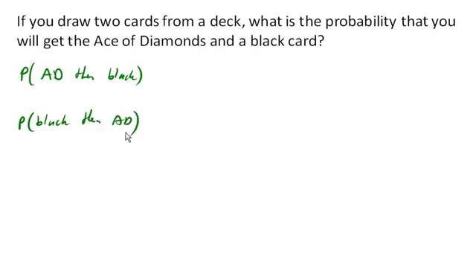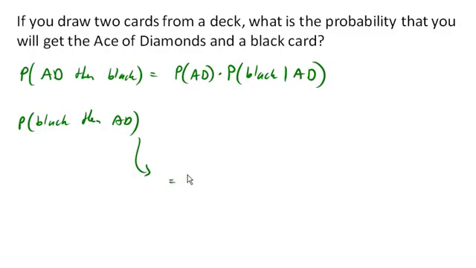So here, we're going to find the probability of the ace of diamonds, then the probability of getting a black card, given that we already pulled the ace of diamonds. And then for this case, we're going to find the probability of getting a black card, then for the second event, the probability of getting the ace of diamonds, given that we already pulled a black card.